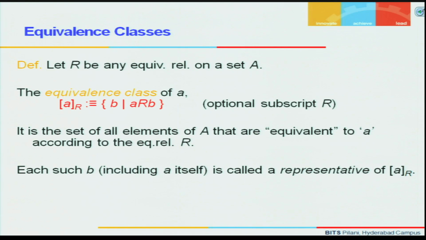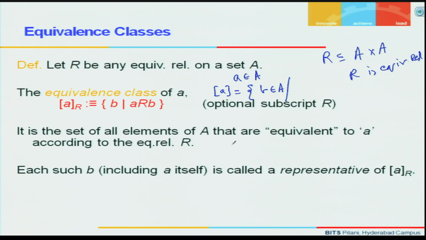Now what I am going to define is an equivalence class. Suppose I have a set A and a relation R that works on the set, and say this R is an equivalence relation. Then I can define an equivalence class. I take an element A in A. The equivalence class of A is defined like this: the set of all B in A such that A and B are paired up, or A and B are in this particular relation.